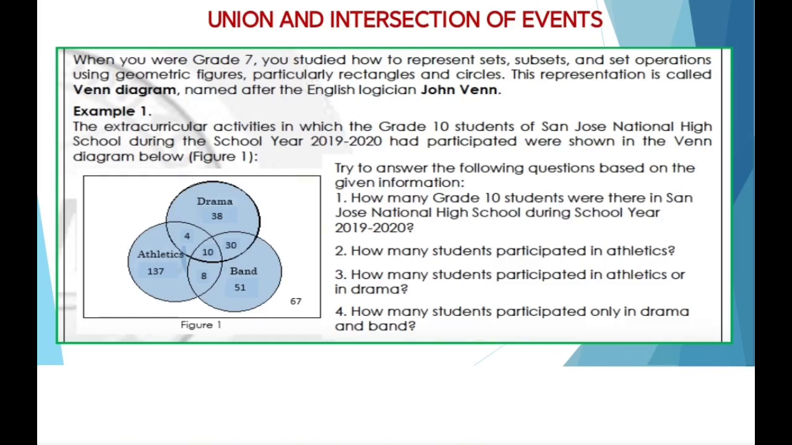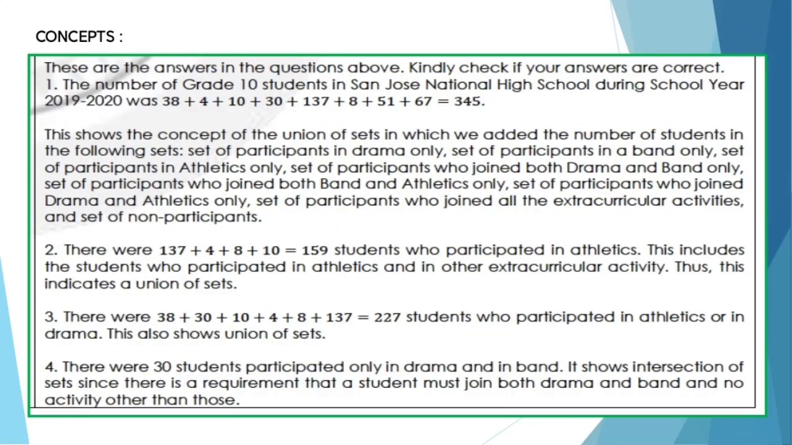Now try solving these questions using only the figure and your prior knowledge about probability. Tell us in the comments how many you got correct. Here are the right answers. If you got 345 on number 1, you are correct. If you got 159 on number 2, you were also correct. If you got 137 + 90 = 227 students who participated in athletics or drama, this is also correct.